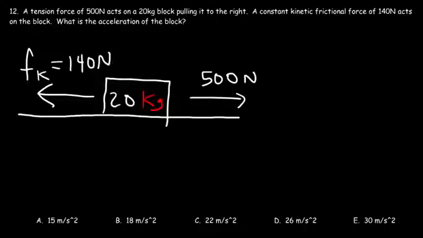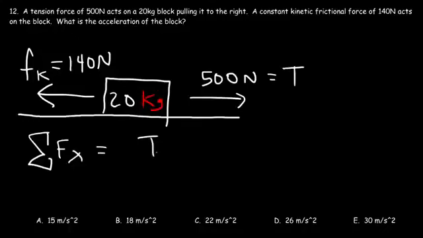So how can we calculate the acceleration of the block? First, we need to write an expression for the net force acting in the x direction. Now there's two forces. We have an applied force F, or we call it T because technically it's a tension force. And that force is positive because it's pointing in a positive direction. And then Fk, which is negative because it's pointing in a negative x direction.